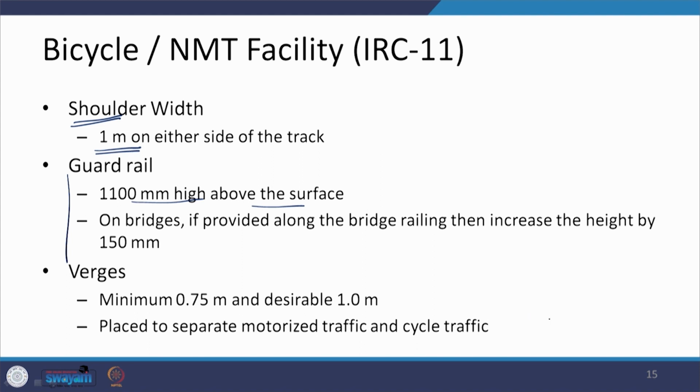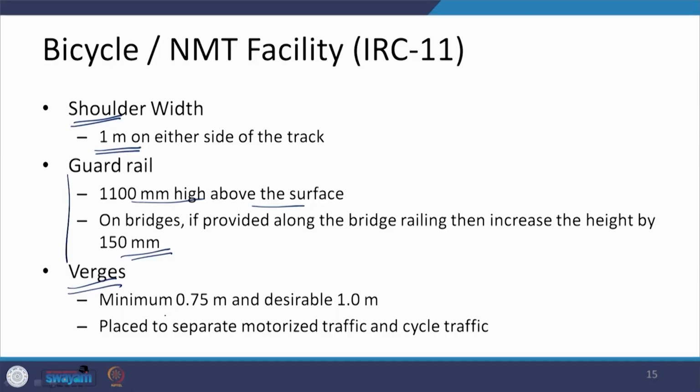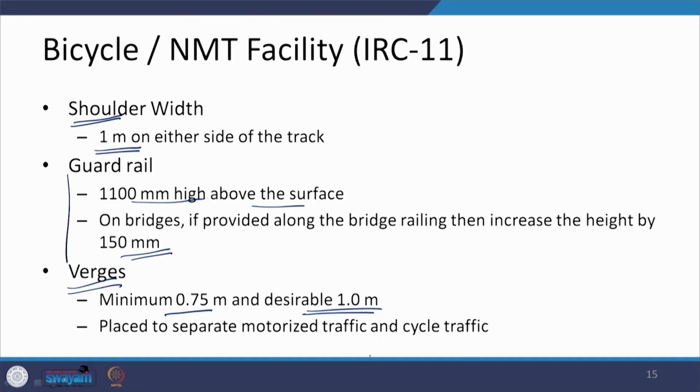If we are providing a cycle track on bridges and it is very near to the railing or the bridge railing or the parapet wall, then in that case it should be increased by 150 mm more. That means now you are going to provide a height of 1250 mm. Verges can also be there, because these verges are used to provide the various utility items, and this can be minimum 0.75 meters wide and desirably 1 meter wide. And this can also be used as a separation space between the carriageway which is being used by motorized vehicles and the carriageway which is being defined for the movement of cycles, and that is where this can work as a separator too.